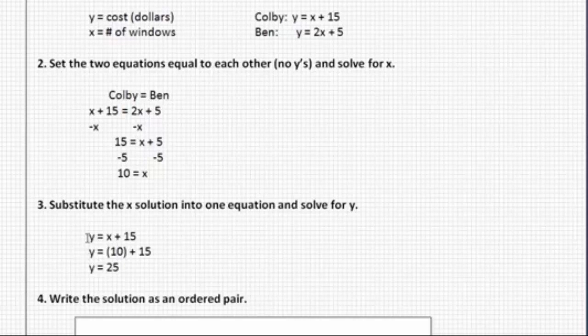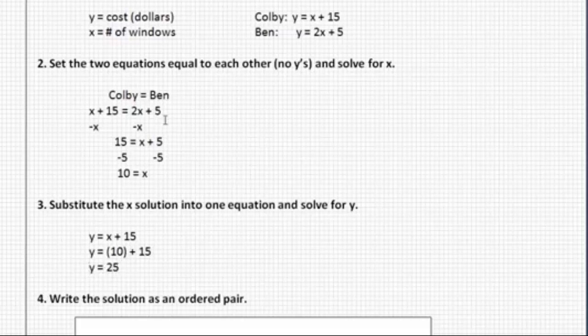So here, I opted to use Colby's expression. You could have used Ben. If you wanted to go above and beyond, you could use both. So we're taking the solution for x and we're substituting it in. Always remember to use those parentheses for substitution. And so we're saying, what is y when x is 10? And then we just solve this expression. In this case, we just have to add 15 to that. 10 plus 15 is 25.